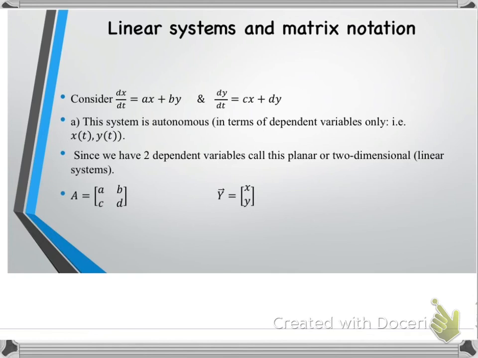So you can have an autonomous DE equation, and you can also have an autonomous linear system. So this is an autonomous linear system, and we have 2 dependent variables. So we call this planar. It's actually different terms, or 2-dimensional. Or we can just call it a linear system. So don't get bogged down with the different names. But if you hear planar, we're talking about 2 dependent variables. If you hear 2-dimensional, that might make it easier to remember that we're talking about 2 dependent variables. But there you have it.